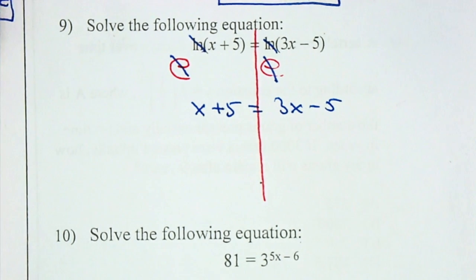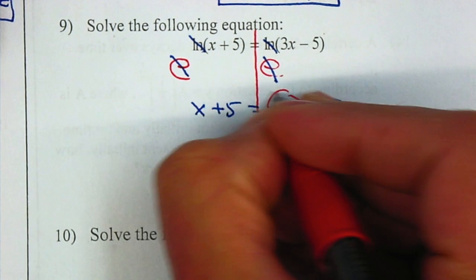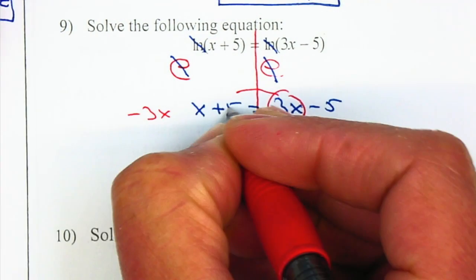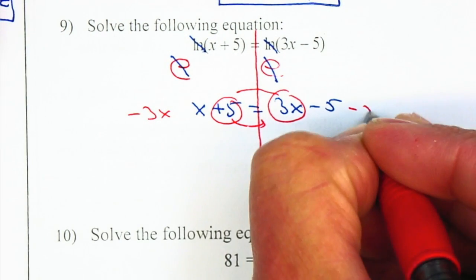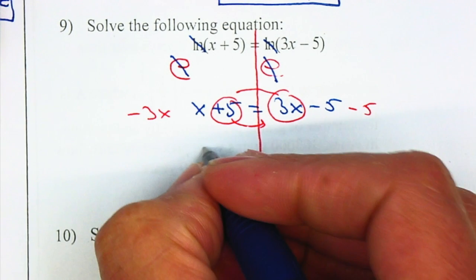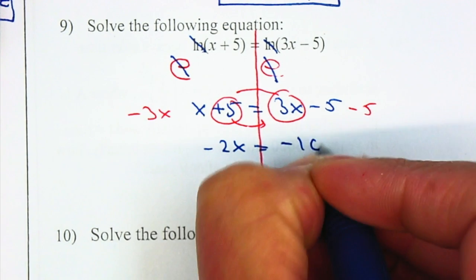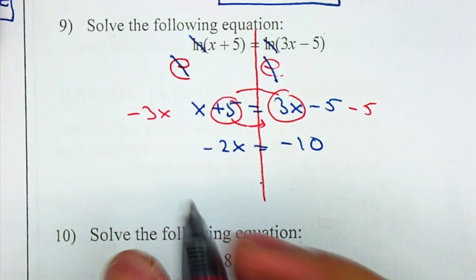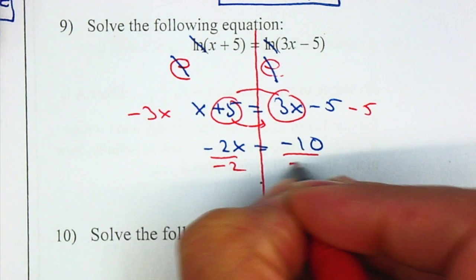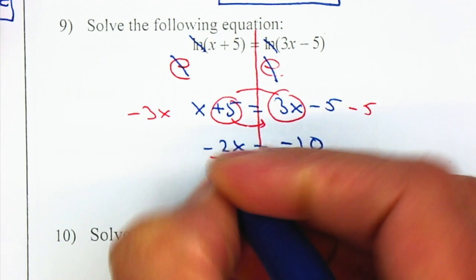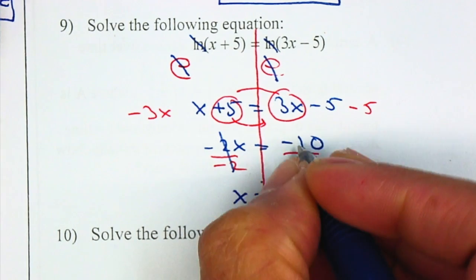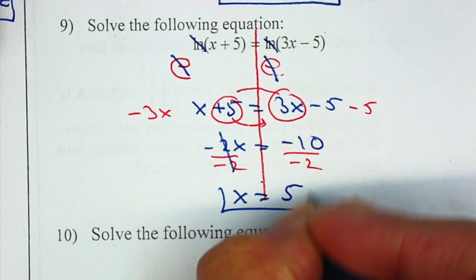And now I just solve the equation. Move my 3x to the left, becomes a negative 3x. Move my 5 to the right, becomes a negative 5. We have a negative 2x is equal to negative 10. And divide by negative 2, divide by negative 2. That cancels. x is equal to positive 5.